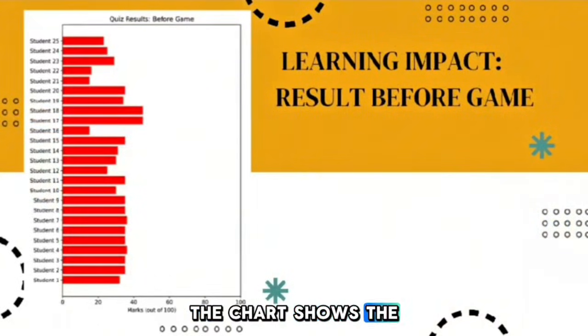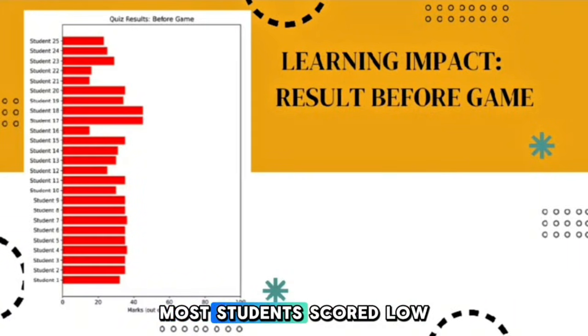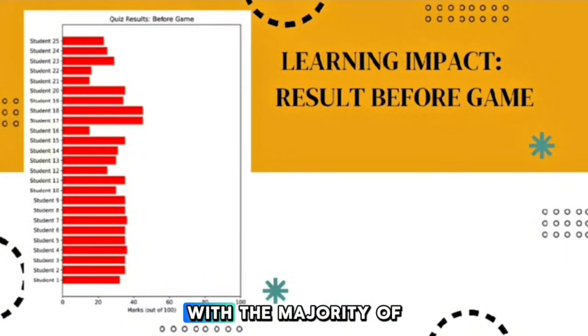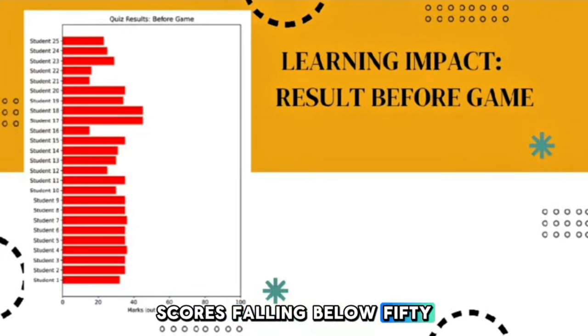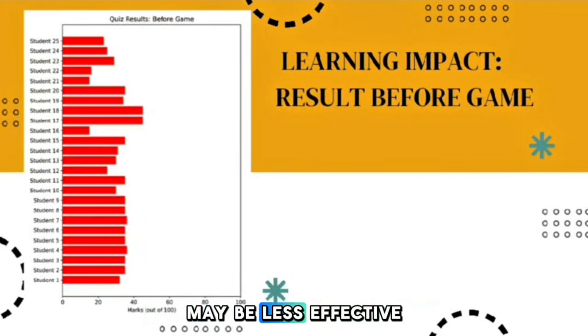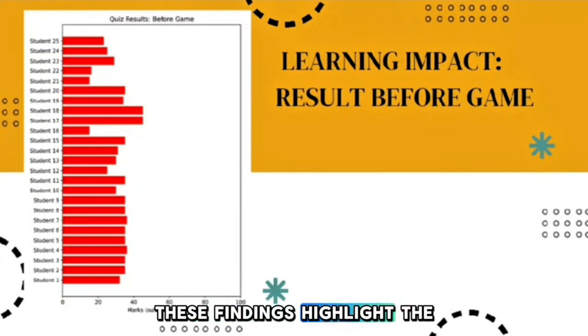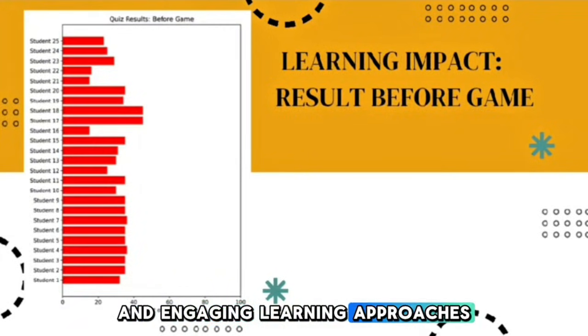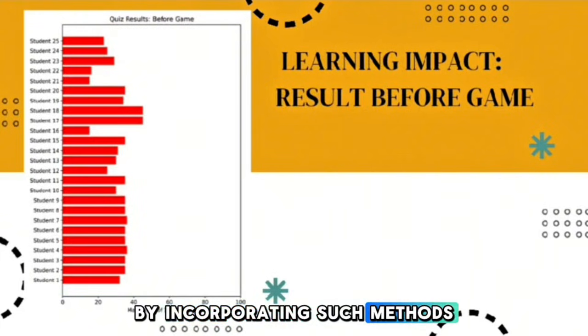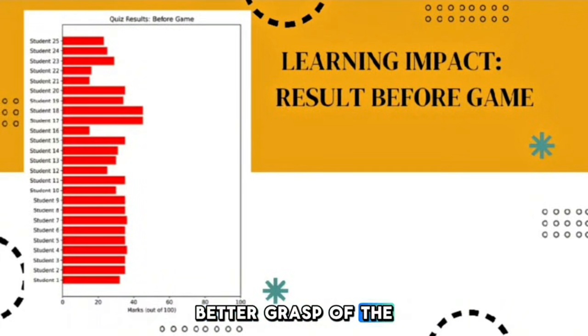The chart shows the students' quiz results before they played the Math of Life game. Most students scored low to moderate marks, with the majority of scores falling below 50. This indicates that many students had not yet mastered the concept of linear inequalities before using the game. The results suggest that traditional learning methods may be less effective in helping students understand the topic deeply. These findings highlight the need for more interactive and engaging learning approaches. By incorporating such methods, students can develop a better grasp of the concept and enjoy a more effective learning experience.